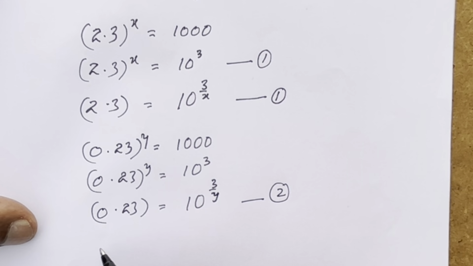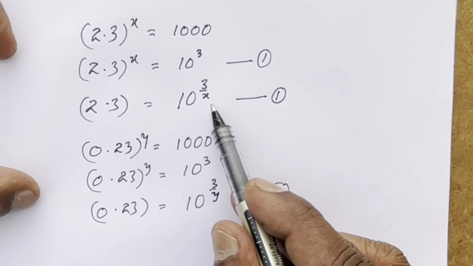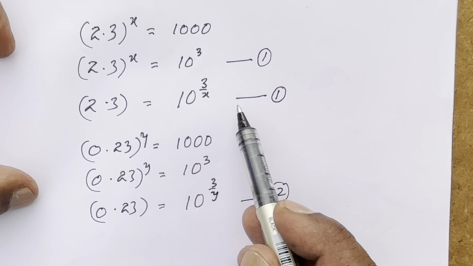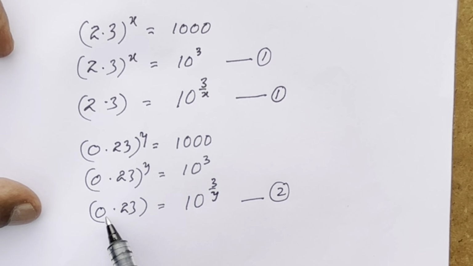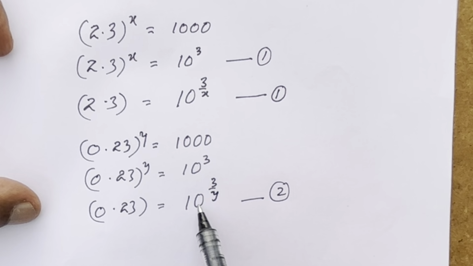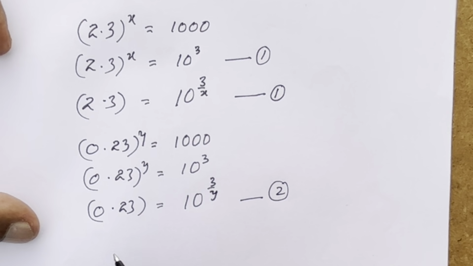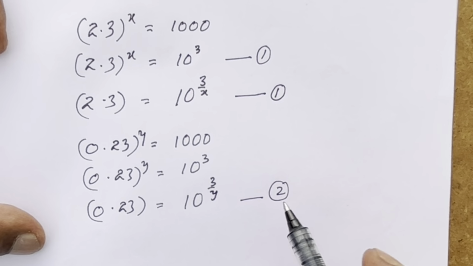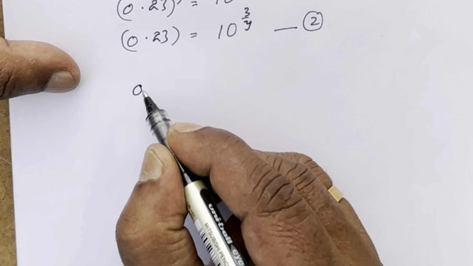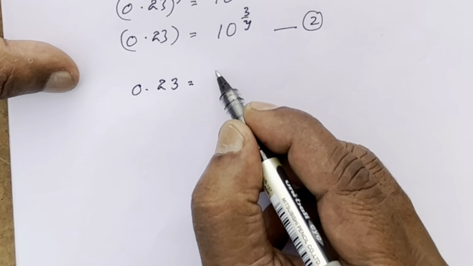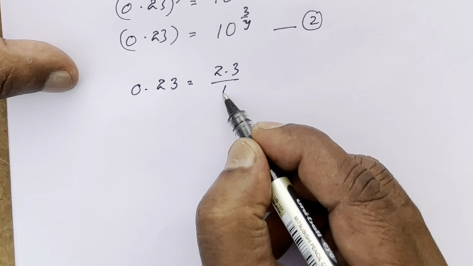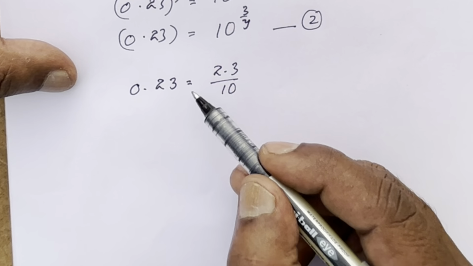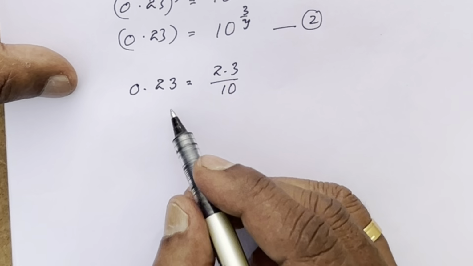Now, one combined format I am bringing for the equation 1. What is equation 1 here? 2.3 is equal to 10 to the power of 3 by x, equation 1. Here equation 2, 0.23 is equal to 10 to the power of 3 by y. And one common equation I am bringing to use both these values. What is the common one? 0.23 is equal to 2.3 by 10. That means if you are dividing 2.3 by 10, you will get 0.23. So in this way also it will be perfect.